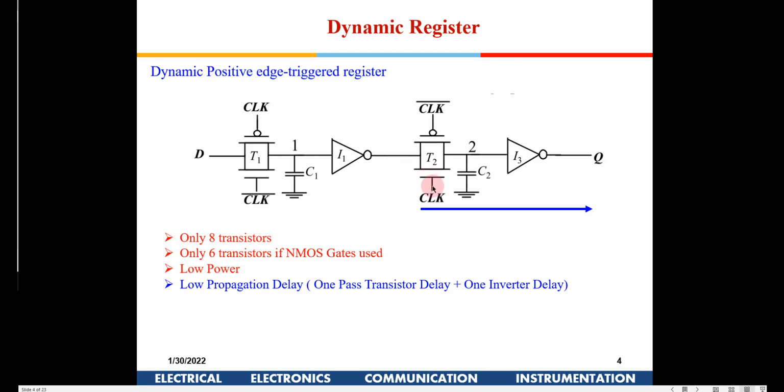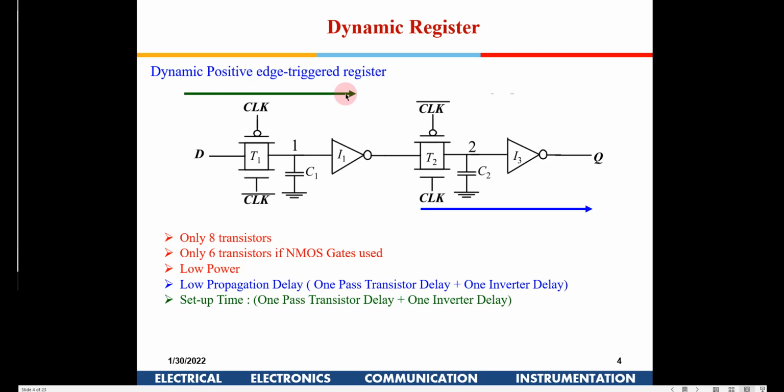Okay, so when the clock is going high, the data from here is being sampled here, at this edge. From here, now, one transmission gate and one inverter. So the delay is one transistor delay plus one inverter delay. Okay, so it has got a pretty low propagation delay as compared to the static registers, right? Okay, now what is setup time?